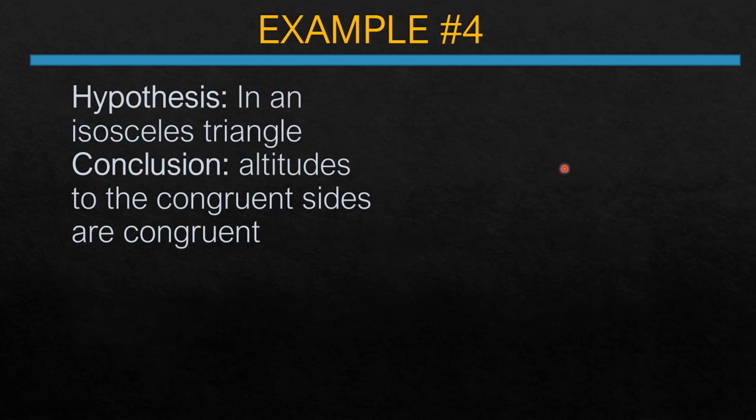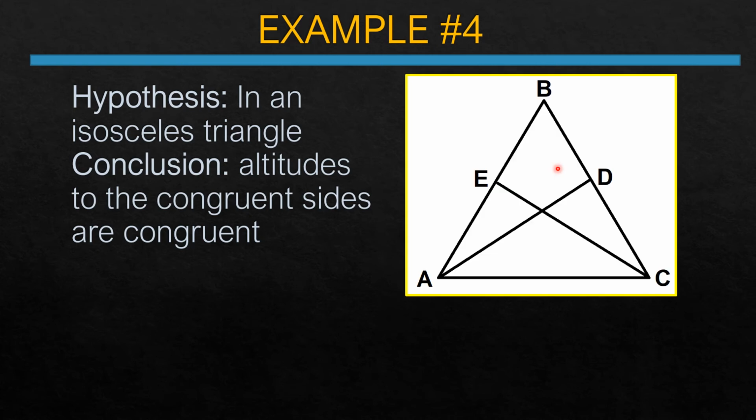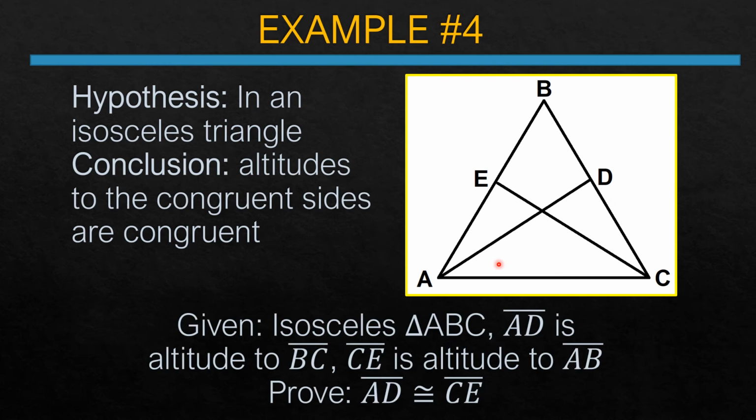From the hypothesis, we need to draw an isosceles triangle ABC. From the conclusion, altitudes to the congruent sides are to be drawn. So in the illustration, line segments CE and AD are the altitudes. We need to prove that these altitudes, line segments CE and AD, are congruent. This is the restatement of example number 4 that is derived from the illustration.